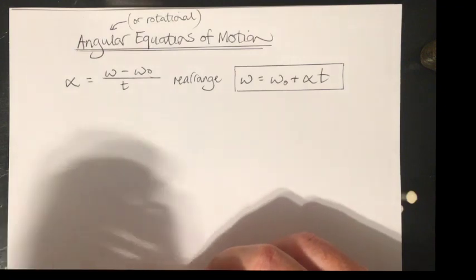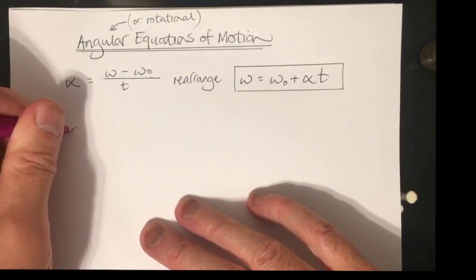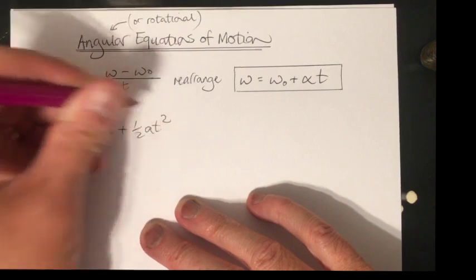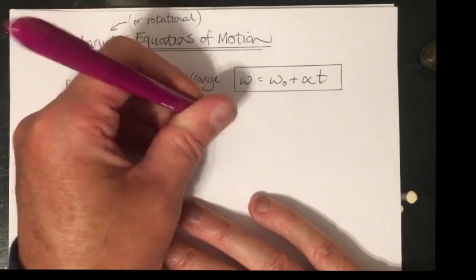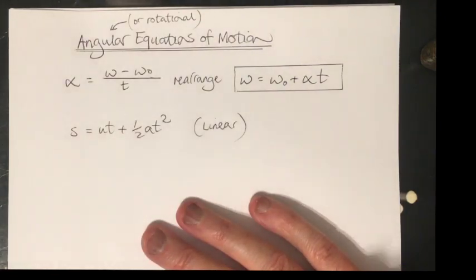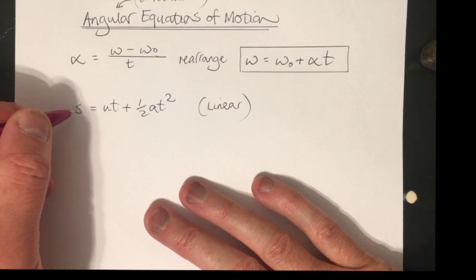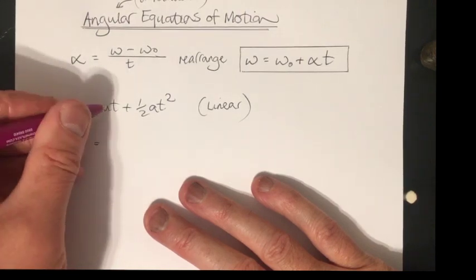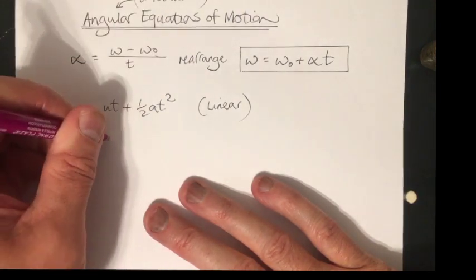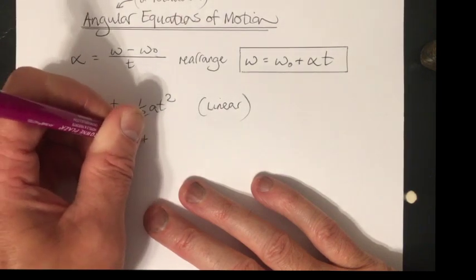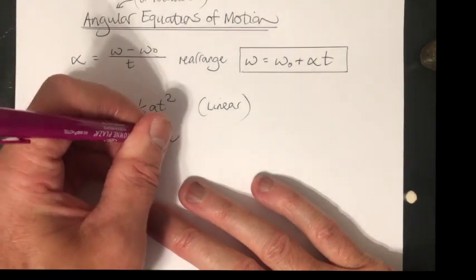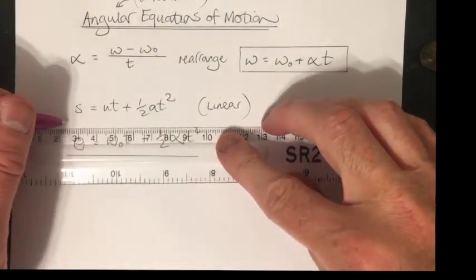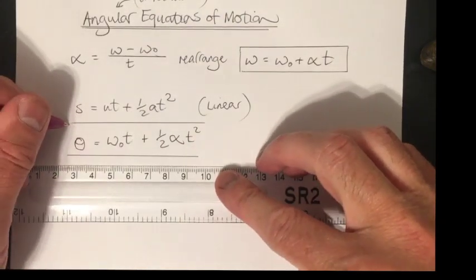If that's the case, surely we must have an equation that looks a wee bit like s equals ut plus a half at squared. That's the linear one, the straight line equation. What's the angular one going to look like? Well, what's our angular equivalent of displacement? It's angular displacement, symbol theta. So theta equals initial angular velocity, omega naught, t, plus a half angular acceleration times t squared. And there is our equation of motion, number 2, for rotational or angular motion.